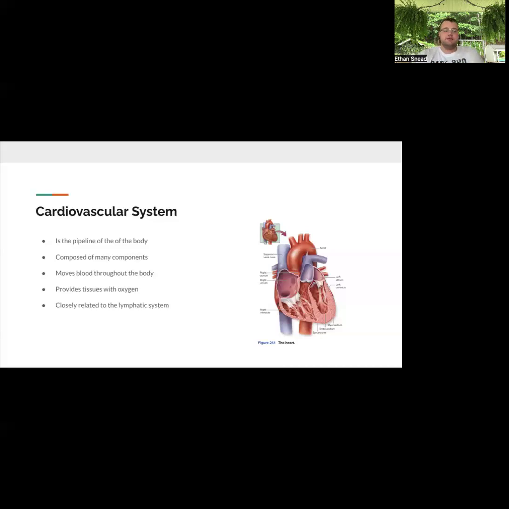This system is also closely related to the lymphatic system, which we will cover a little bit in this chapter as well. The lymphatic system is a system of vessels and organs that serve as sites for the development of immune cells and immune reactions. It includes the spleen, the thymus, the lymph nodes, and GALT.